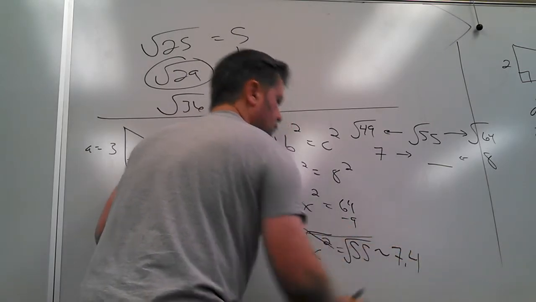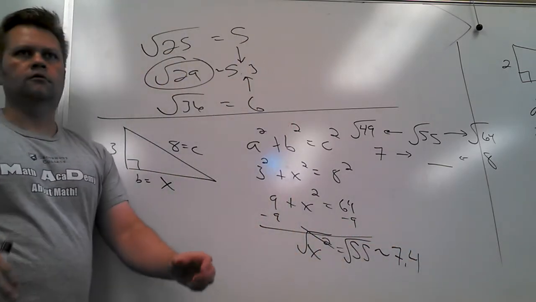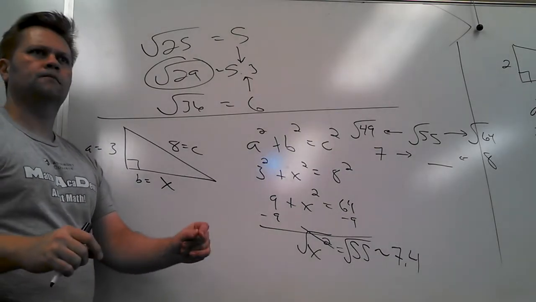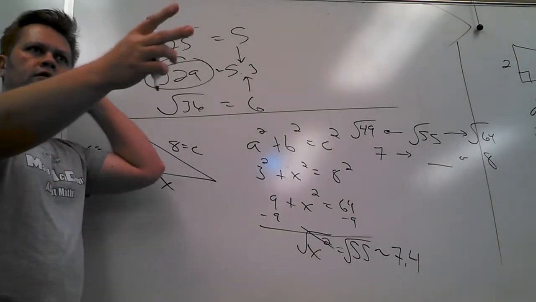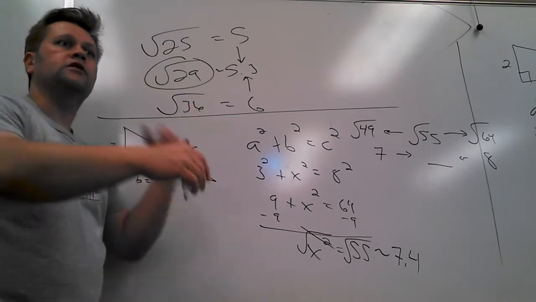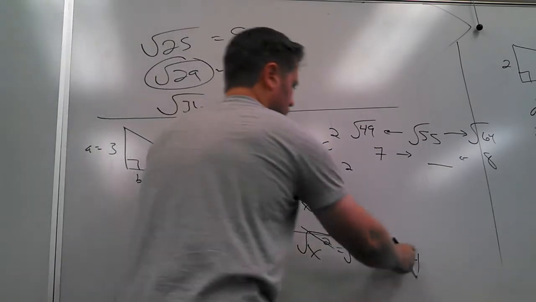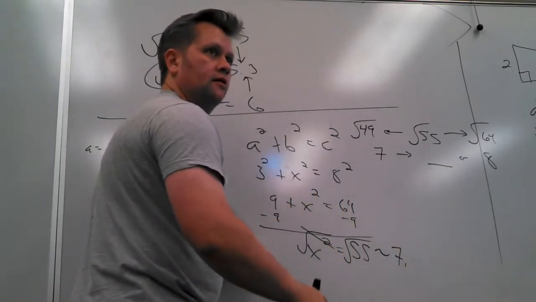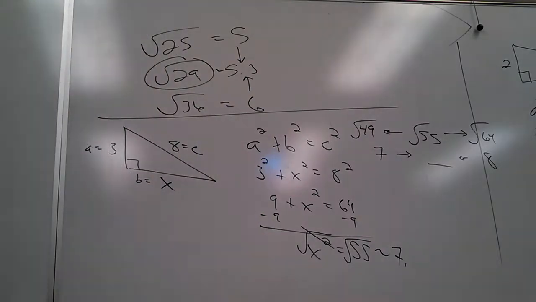7.3 something. 7.3144. Oh, 7.31. Oh, you guys are changing. 7.41. We've got dissension in the ranks. 7.416. Okay, good. Thank you.